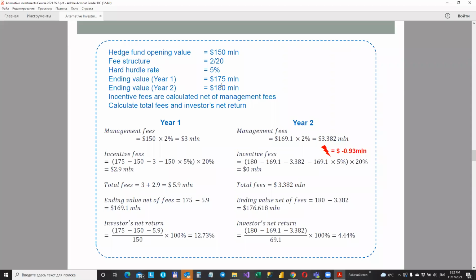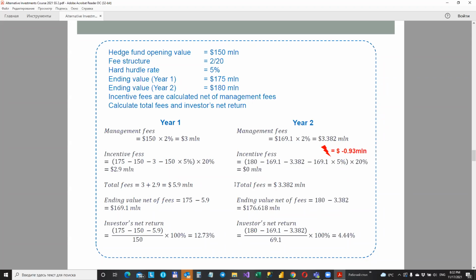We have 180 at the end of year 2. We start from 169. We deduct the management fee. We deduct the set hard hurdle rate, and we receive a negative result. In the case of a hard hurdle rate, in the case of any hurdle rate, that means we shouldn't receive any incentive fee, because our result before applying the incentive fee is negative. So 0 incentive fees for year 2.